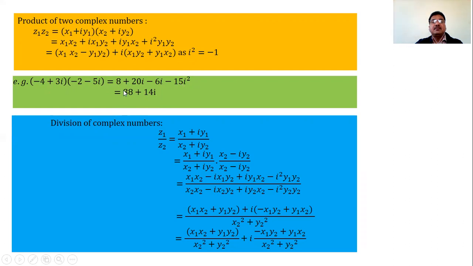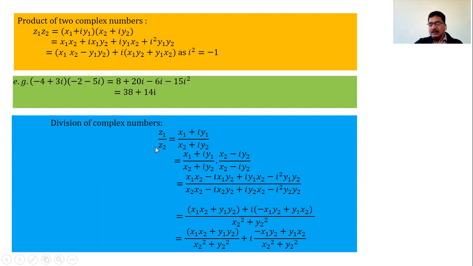So right here, the number 8 plus 15 is 23, not 38. Right here it is 23. And plus 20i minus 6i becomes 14i. So right here it is 23, the number 23 instead of this 38.